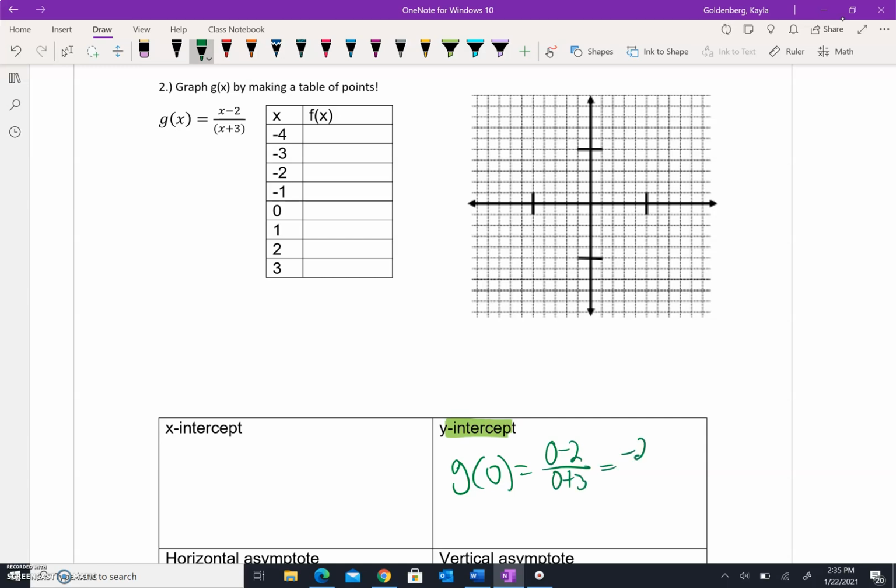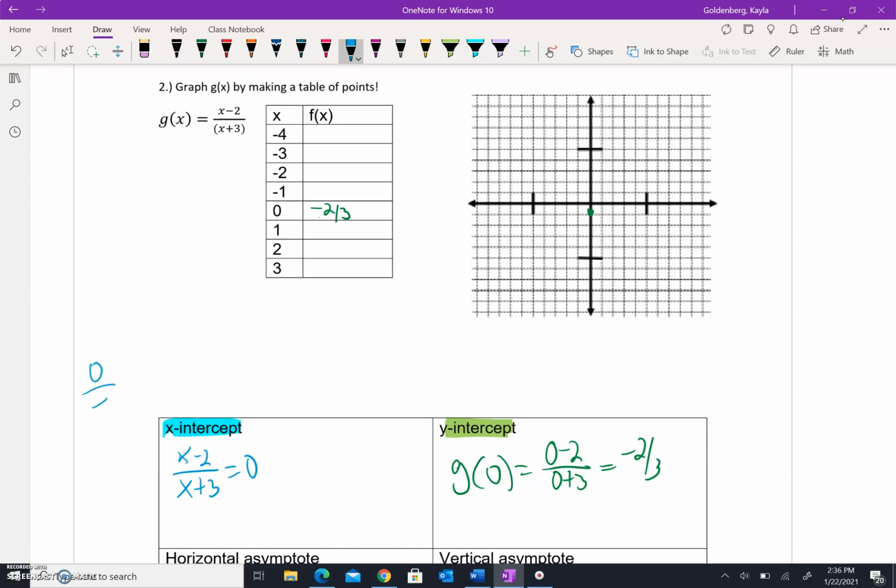Looks like I'm going to have negative 2/3. So the point 0 has an output of negative 2/3 in my table. And I'm just going to kind of plot that right here. Okay, for my x-intercept, remember this is the one that's a little trickier for us to get our brains wrapped around. If you want your fraction, that x minus 2 over x plus 3, to become a 0, right?